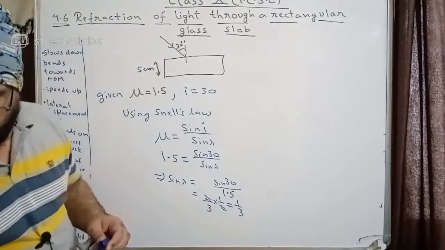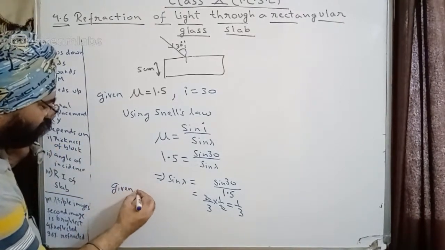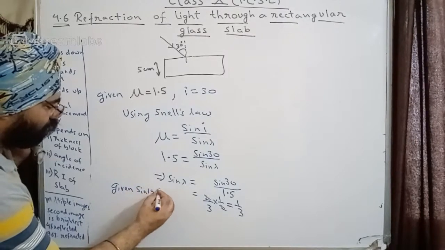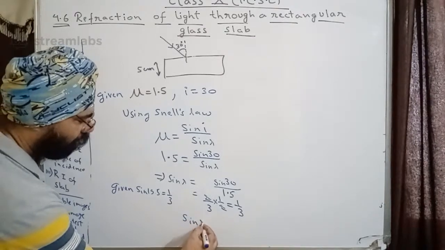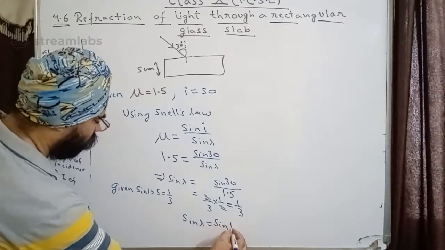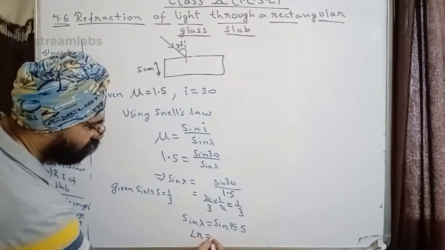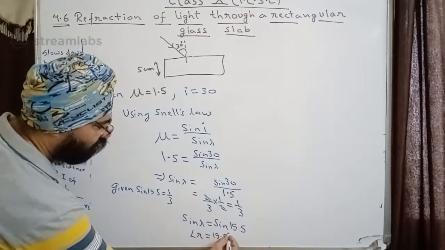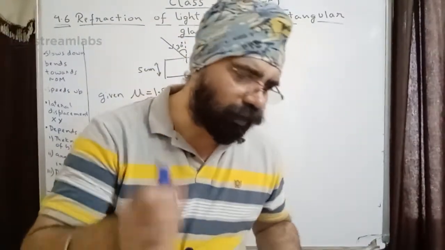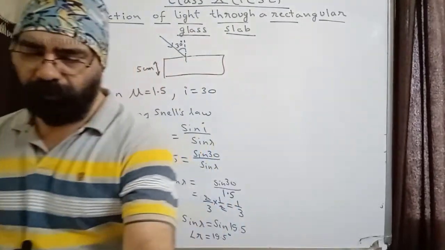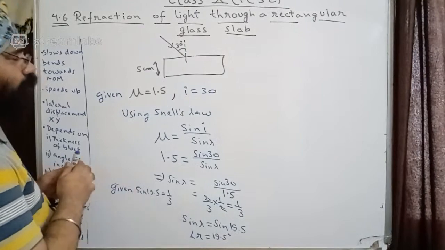Okay, and in our question it is given that sin 19.5 is equal to 1/3. Which means my sin r is equal to sin 19.5. Which means my angle of refraction is equal to 19.5 degrees. Got it? Kritika, understood? Yeah, you had already given 1.5. I had gone wrong. I missed it. I multiplied instead of taking it to the denominator. Okay, so angle r is equal to 19.5.